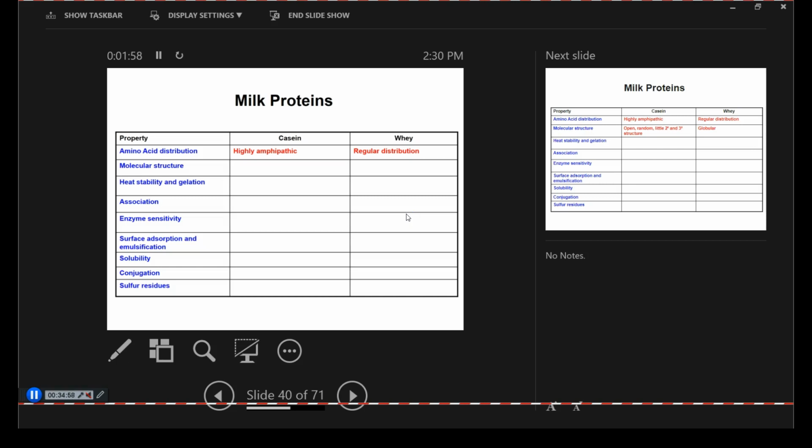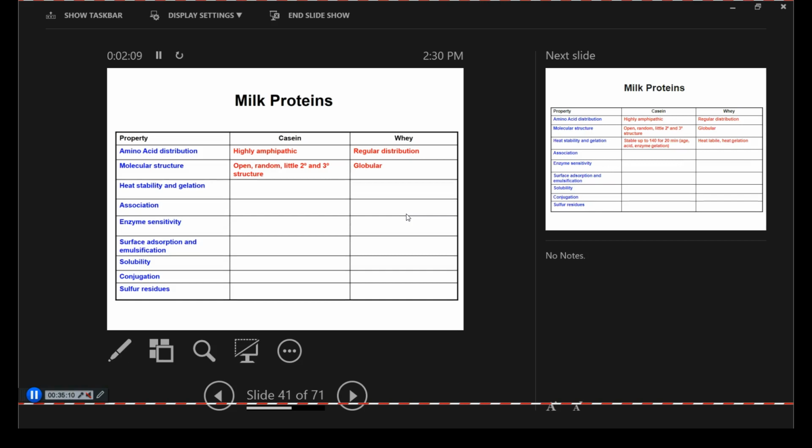In terms of molecular structure, how do they differ? Casein would be random form, and whey is globular. Yeah, so we have an open, random structure with very little secondary and tertiary structure, whereas whey protein is globular. You have well-defined secondary structure of alpha helices and beta sheets. Okay.